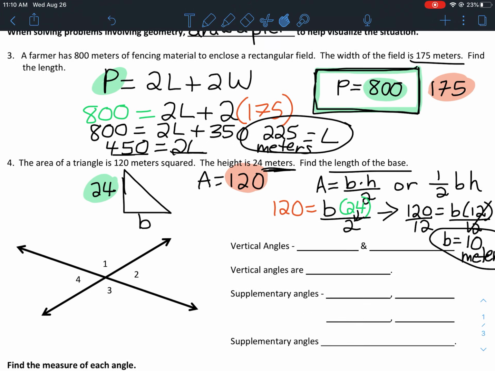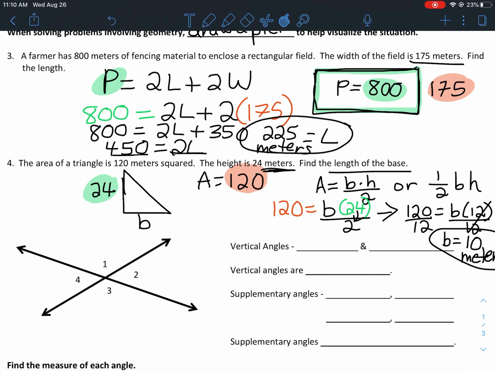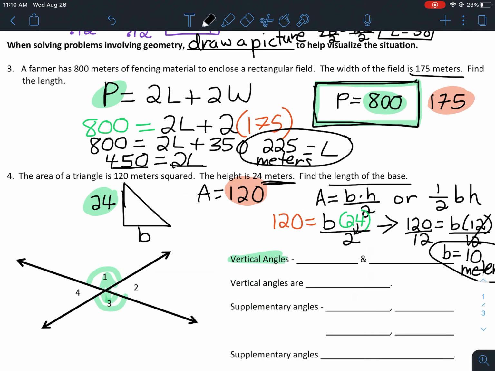Okay, so moving on to this next part here, we're going to talk a little bit about angles. So the first are vertical angles. So what are vertical angles here? So vertical angles are, an example would be 1 and 3. Those are vertical angles. Another example of vertical angles here would be 2 and 4. It's just the ones that are straight across from each other.